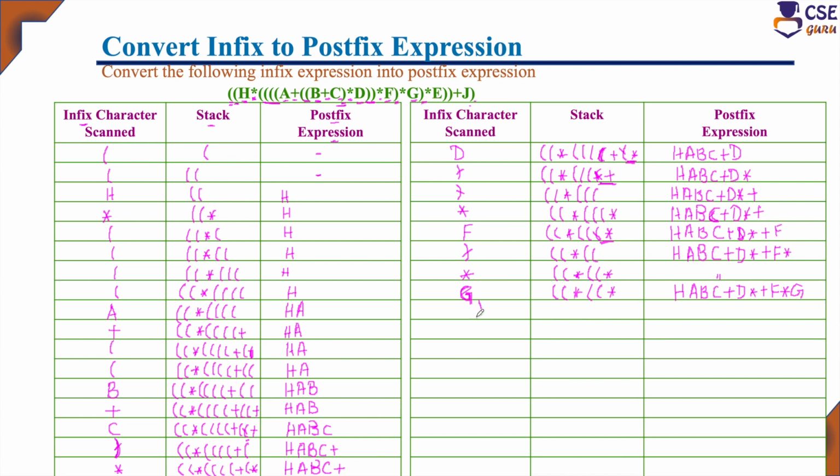Whenever you are encountering a closed parenthesis, pop the content of the stack until you encounter the first open parenthesis. This is the first open parenthesis. Pop the content of the stack and place it in the postfix expression. Now the postfix expression will be HABC plus A star plus F star G. And then this star you need to pop it and place it in the postfix expression. And then you need to discard this corresponding open and closed parenthesis. Now the stack content will be 2 open parenthesis, star and 1 open parenthesis.